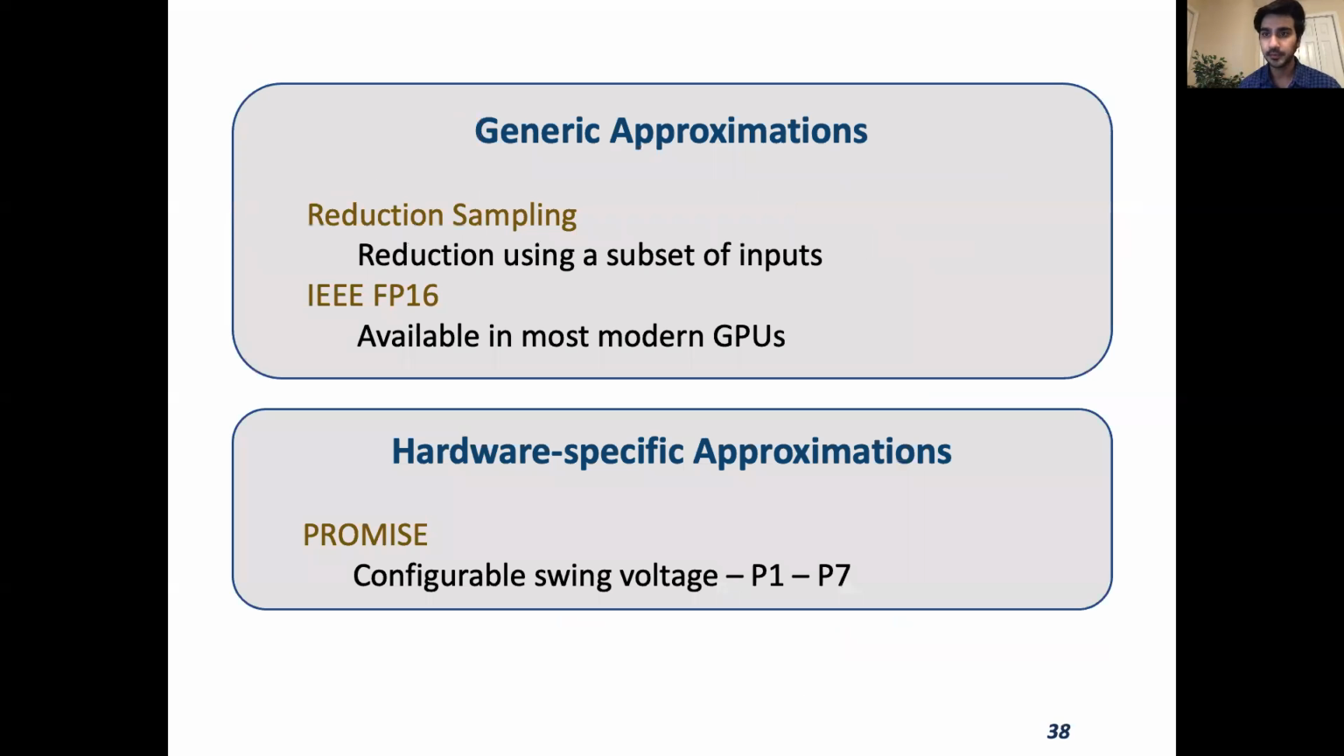We also support 2 generic approximations that are hardware independent and applied in the development time phase. Reduction sampling applies to reduction operations, with the reduction operation only using a subset of the inputs to compute. FP16 is another commonly used generic approximation that is used in a variety of application domains, including machine learning, graphics, among others. As the hardware-specific approximation, we also support mapping selected convolutions and matrix multiplications to an analog accelerator named Promise that provides configurable voltage swings. Promise supports a total of 7 knobs, with higher voltage knobs having higher energy consumption but low error, and low voltage knobs having low energy consumption but high error.